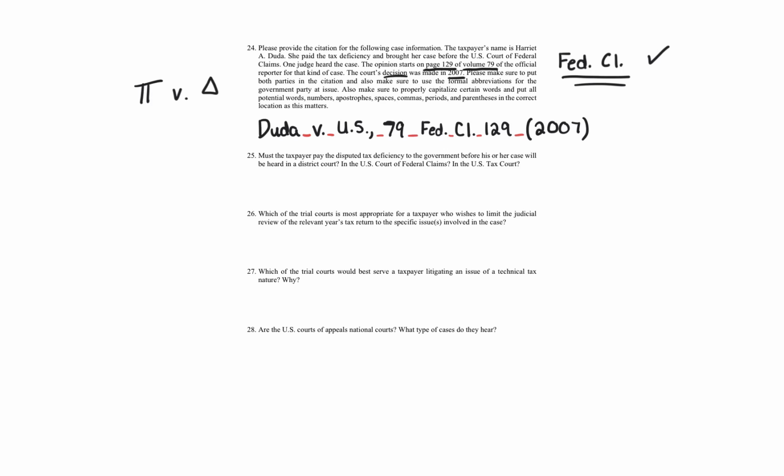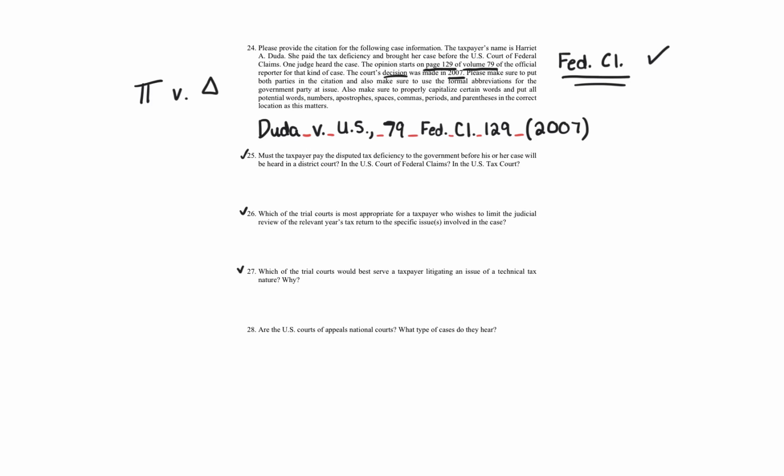Let's go on. Let's continue to the next question. So question 25. Must the taxpayer pay the disputed tax deficiency to the government before his or her case will be heard in district court, in the U.S. Court of Federal Claims, and in the U.S. Tax Court? So questions 25, 26, and 27 deal with comparisons of the three courts.